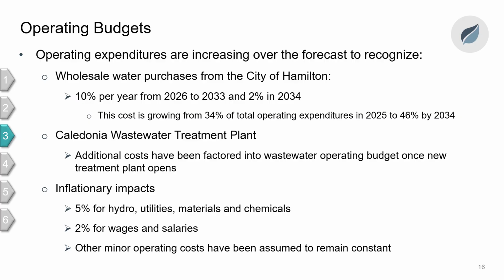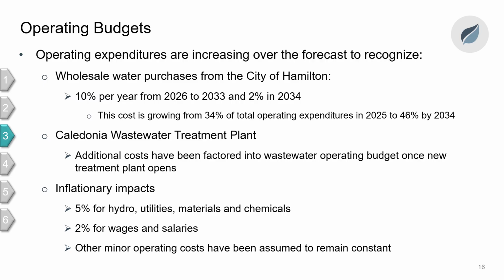In terms of the operating expenditures, the assumptions included in the analysis for water purchases from the City of Hamilton: the county purchases water from the City of Hamilton. The City of Hamilton, through an agreement with the county, imposes a volumetric rate. That volumetric rate is anticipated to increase 10% per year from 2026 to 2033, and then 2% in 2034. And so that's a significant share of the operating costs for the water system, which is driving some of the required increase for the rates.